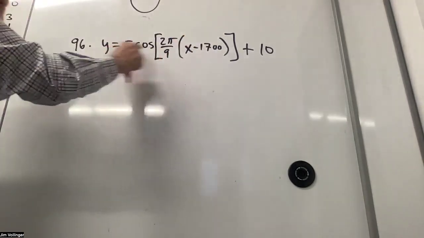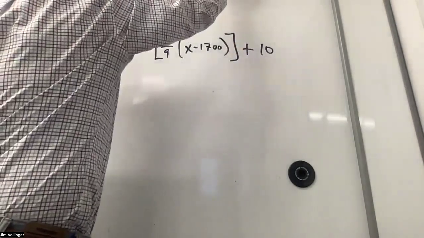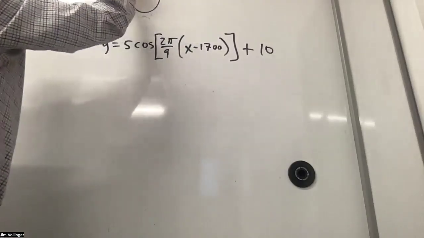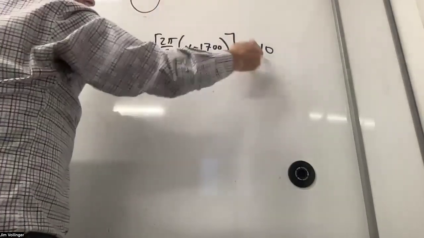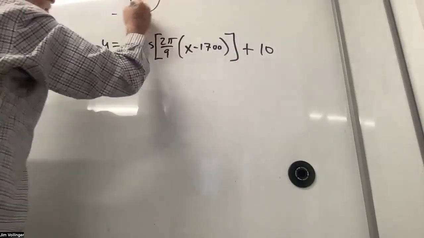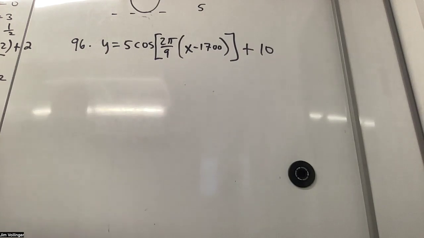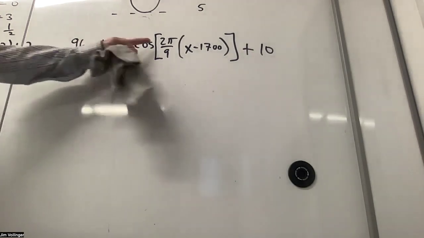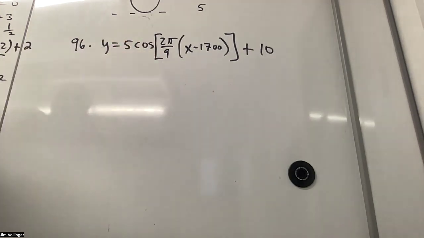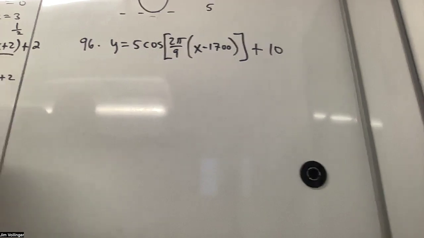And my max is going to be 5 plus 10, 15. And my midline is 10. And therefore, my range is from 5 to 15. And I've got 1 period, and that's all I've been asked to display is 1 period. All right, so let's move on.